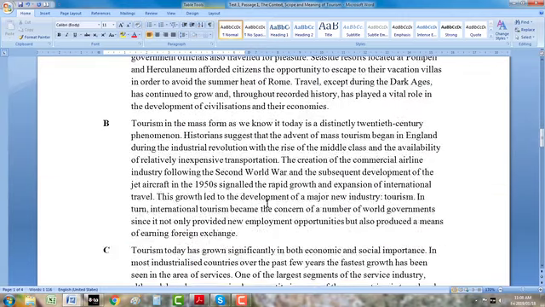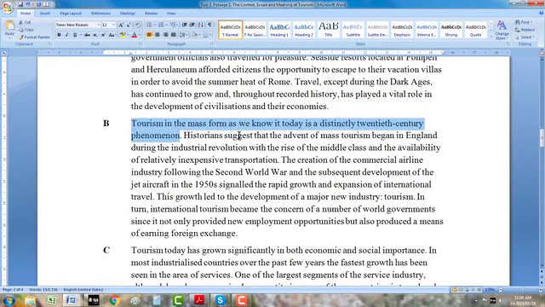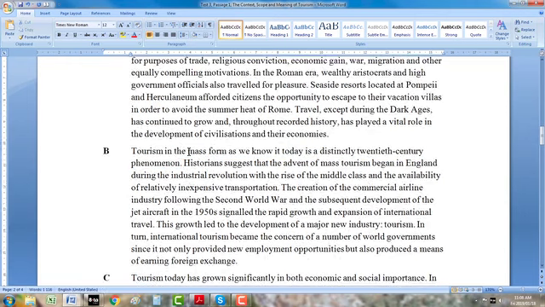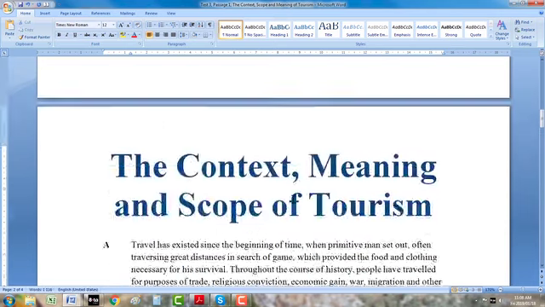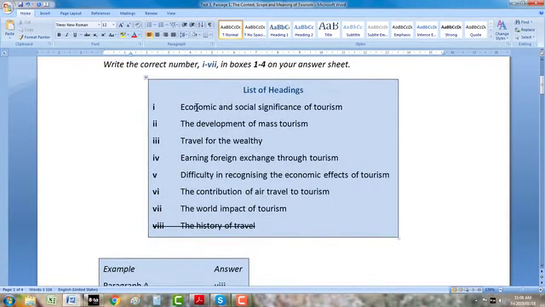Then on to paragraph B. So phase 1, first sentence. Tourism in the mass form as we know it today is a distinctly 20th century phenomenon. So this is all about tourism. So mass form, maybe something about today, 20th century. Let's see if we can find any of those. Economic and social significance, no. Mass tourism, right there, great, the mass form, tourism in the mass form.